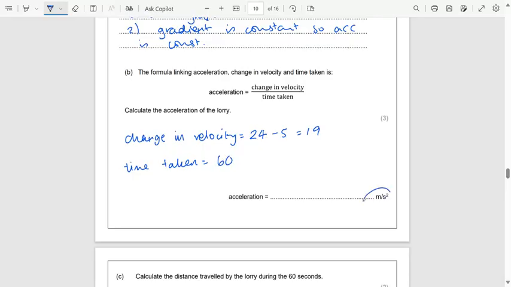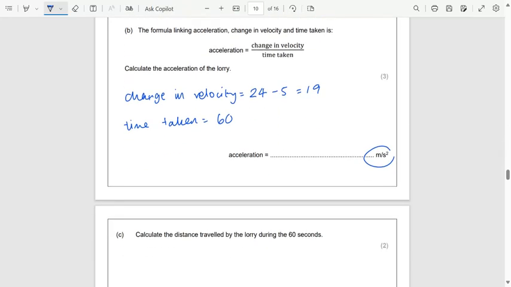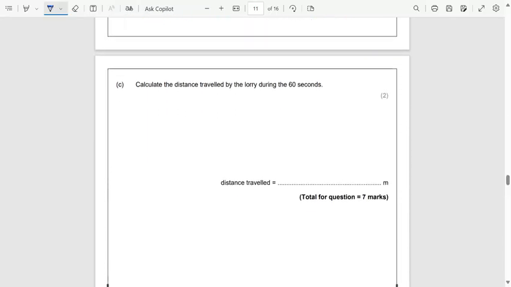And I'm just going to check my unit because I'm meters per second squared. So it's meters per second and seconds, so I don't need to do anything with my units. So the acceleration is the change in velocity over the time taken, which is 0.32-ish. You need to have a look at the mark scheme for the actual choice of values that you could have, like the range of values. They allow a range, so just check that.